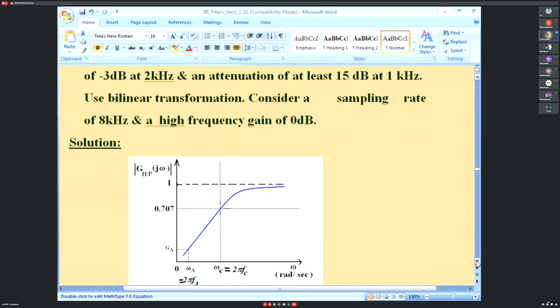Remember that prior to determination of the order, you have to first carry out frequency pre-warping. With the pre-warped values, you have to obtain the order of the filter.